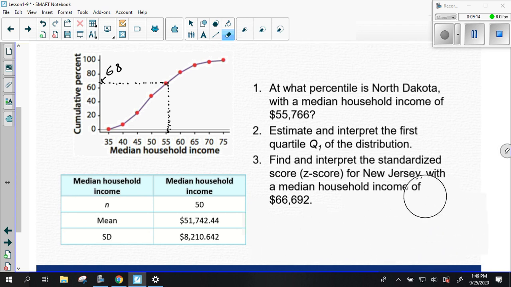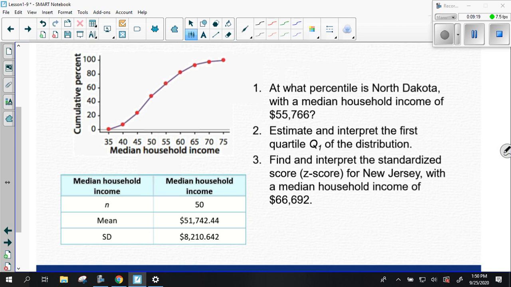Quartile 1. Well, first of all, we have to think about what percentile quartile 1 is at. Isn't it true that the quartiles split the data up into 4 even parts? That's why they're called quartiles. So 25% of the data is at or below quartile 1. 50% of the data is at or below the median. And 75% of the data is at or below quartile 3.